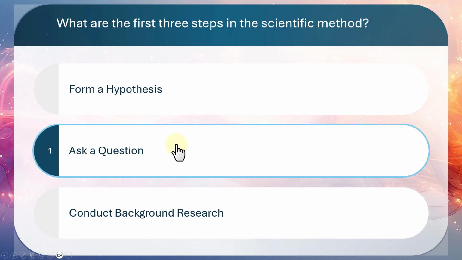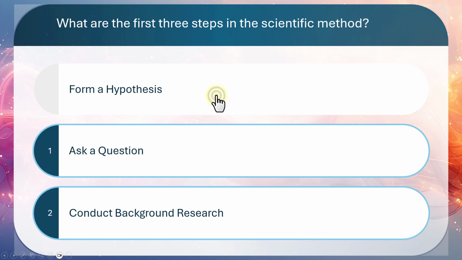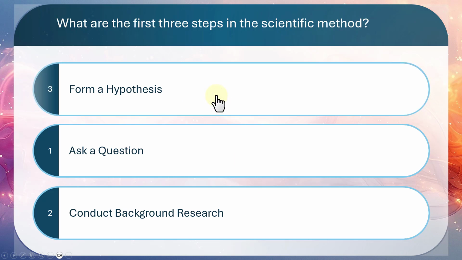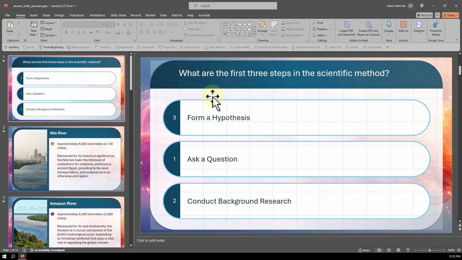So you'll have to know which is the right order so you can click on them or correct the audience if they get it wrong. So if, what's the next step, they say form a hypothesis, you say that's not correct, you have to try again. And then they'll say conduct background research because there's only one other answer, and that is it. And then form hypothesis is the third one. Okay, so I'm going to exit out of that.